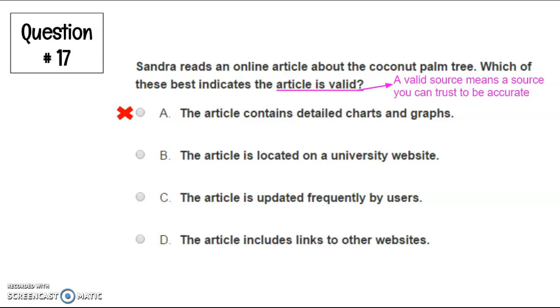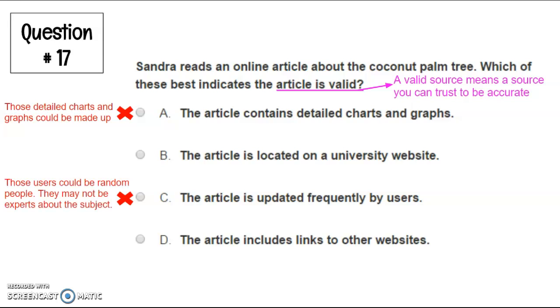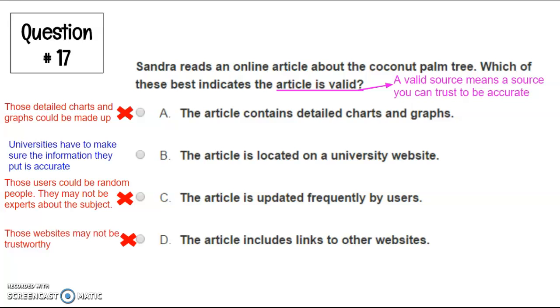Okay? So A, the article contains detailed charts and graphs. That doesn't necessarily mean that you can trust it to be accurate. Those detailed charts and graphs could be made up. C, the article is updated frequently by users. That doesn't mean you can trust it to be accurate. Those users could just be random people. They may not be experts about the subject. And then D, the article includes links to other websites. Those websites may not be trustworthy. Okay, so that is why B is the best answer. The article is located on a university website because universities have to make sure the information they put is accurate.